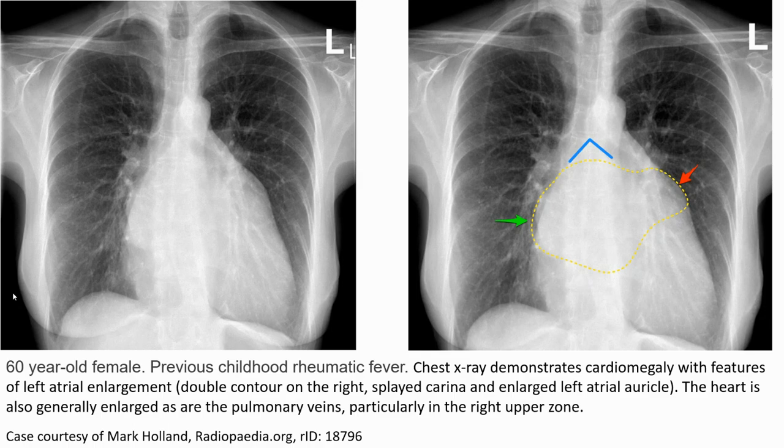So this is the first case, a chest X-ray of a 6-year-old female with previous childhood rheumatic fever. The chest X-ray shows left atrial enlargement, evident by a double contour on the right, split carina and an enlarged left atrial auricle. The heart is also generally enlarged, with pulmonary venous enlargement, particularly in the right upper zone.